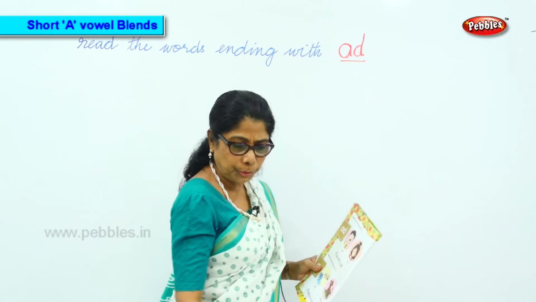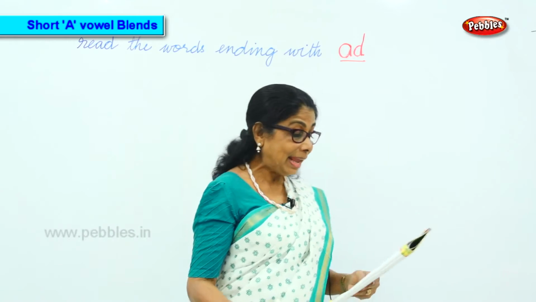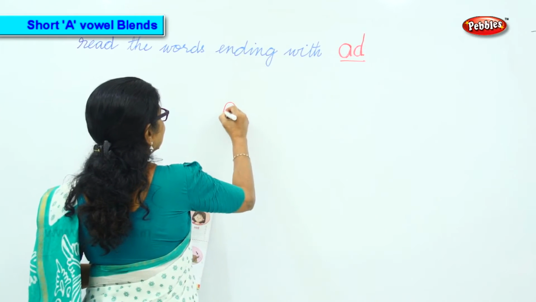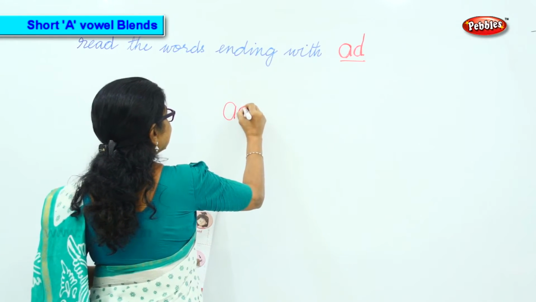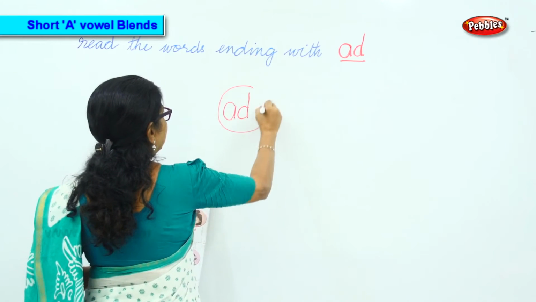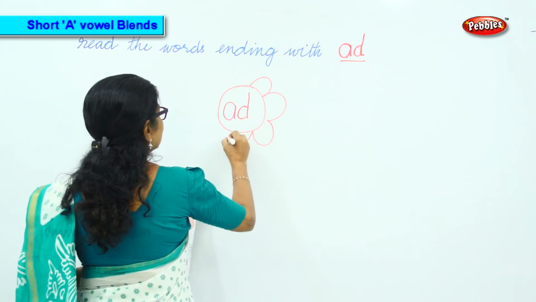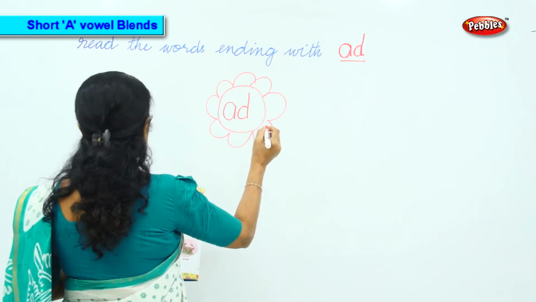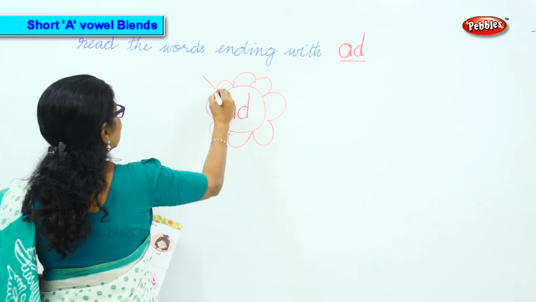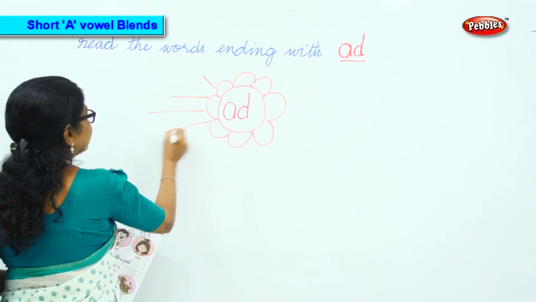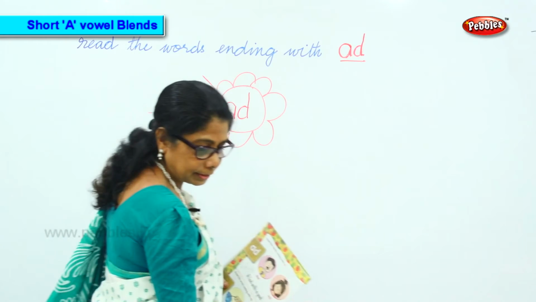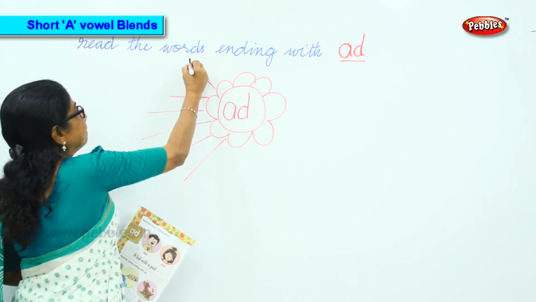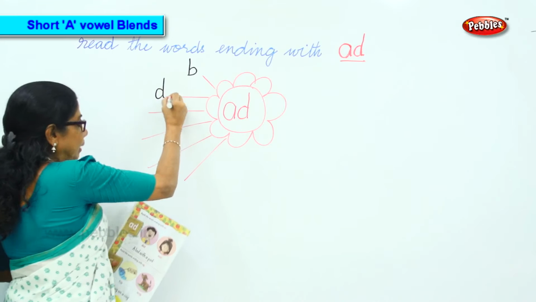Okay, and this is what we are going to do. Some words that end with A and D. Now look at this. A, D. Okay. Now look at this. Okay, now first B, D.